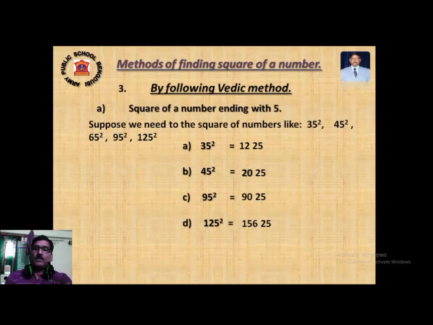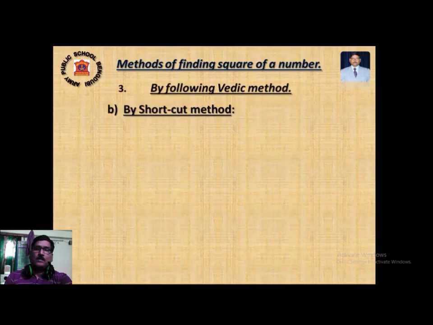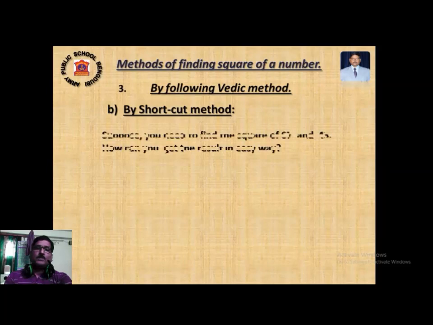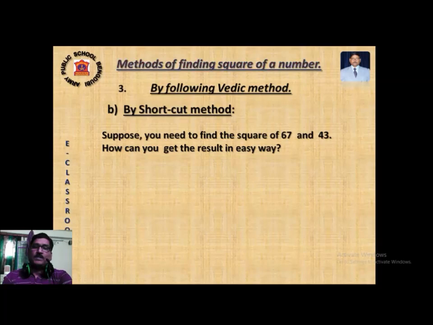Okay, now another way, when the numbers are not ending in 5, still we can find out the square of that number by following the Vedic method. Suppose I am taking 2 examples only, 67 and 43. How can I find the result without calculation in the Vedic method? You see, 67 whole square. First step: the digits are 6 and 7. You have to multiply the digits 6, 7 and 2.